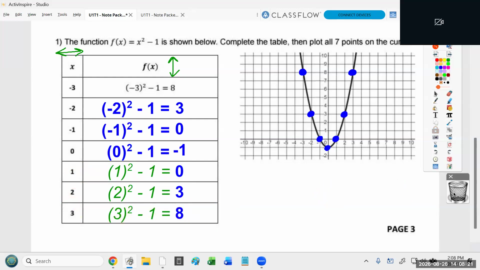This is one of the essential skills that I'm going to be assessing this Friday. I want proof that if I give you an equation, you can fill in a table, and then you can transfer that to a graph. Okay, and we're going to practice that a few more times today.